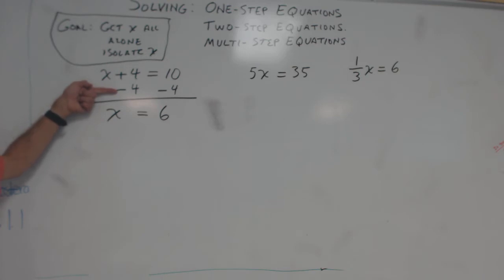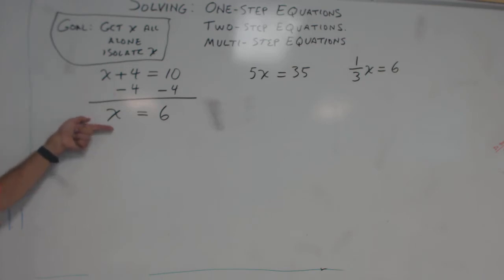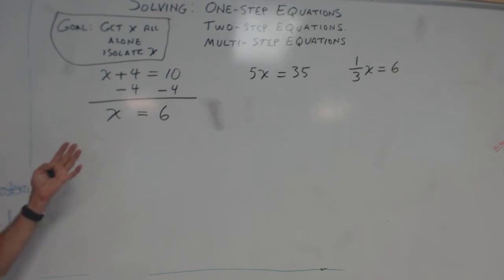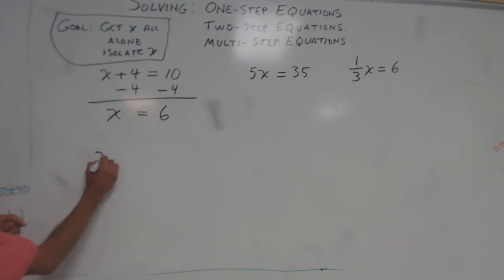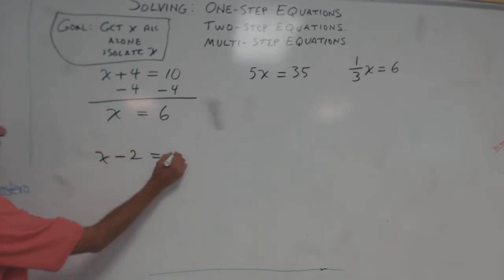I subtracted 4 from both sides, and I got my answer. Pretty piece of cake. You guys get them? Pretty easy. I'll do one other. Let's say I had x minus 2 equals 8.